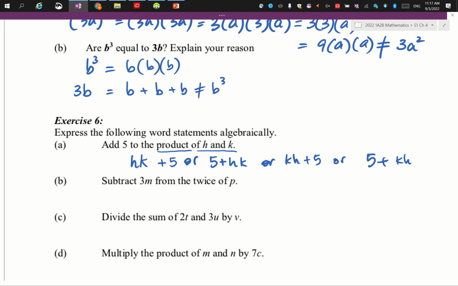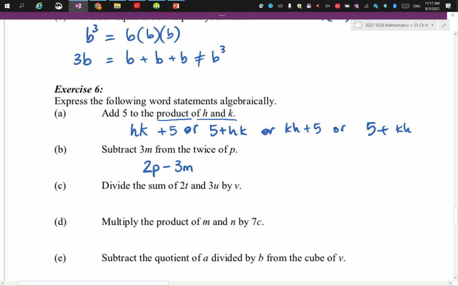What does twice of p mean? 2 times p. Should I write 2 times p? Just write 2p, isn't it? Okay. So let's write 2p. What am I supposed to do with this 2p? Take away 3m from this 2p. So minus 3m. That's what it means. Anybody confused with part A and part B so far? Still okay? It gets more fun.